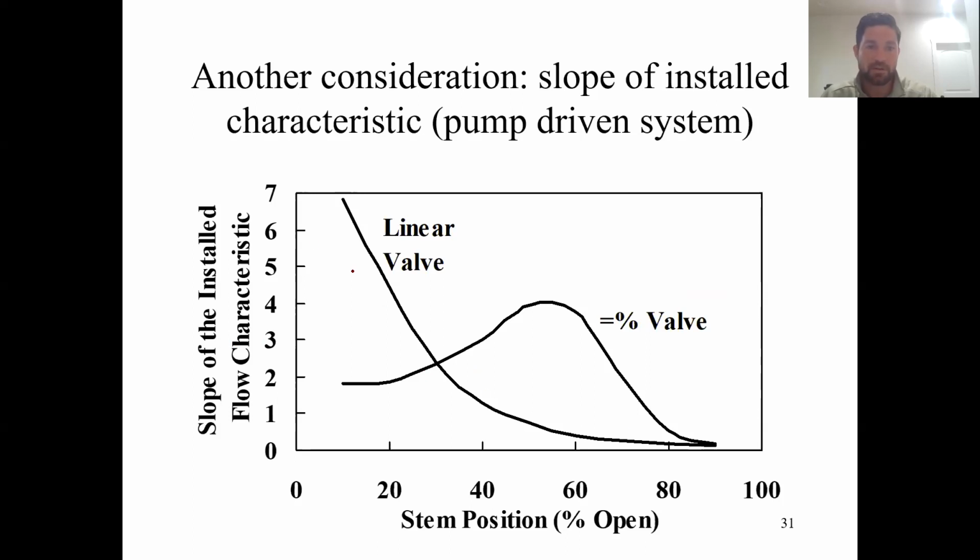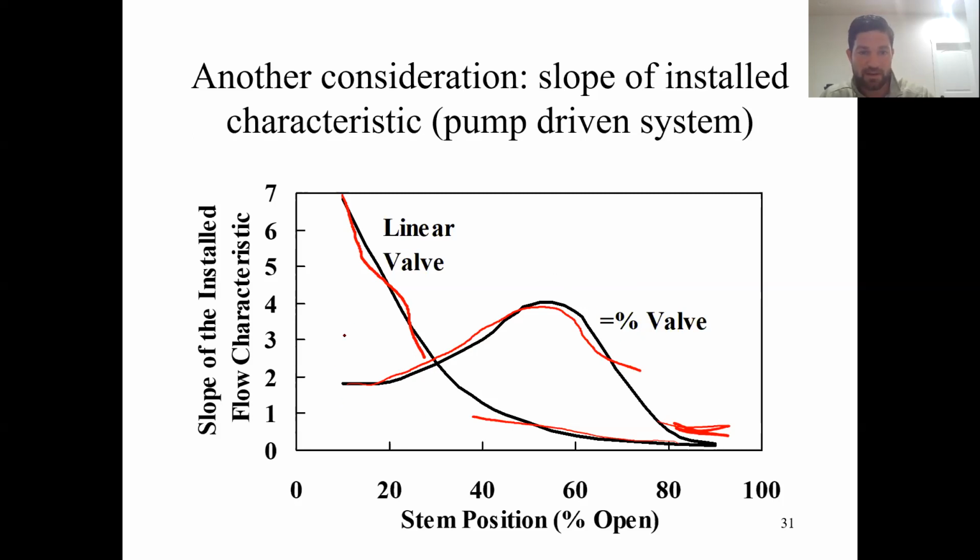as a function of stem position, remember the linear valve we saw was very steep at low stem positions or low flow and became very flat at high stem positions or high flow. And then we saw that the equal percentage valve kind of varied a little bit over this range between about 10% and 70 to 80%. And then once the valve gets all the way open, it doesn't change at all. Okay, so you can look at these two things.